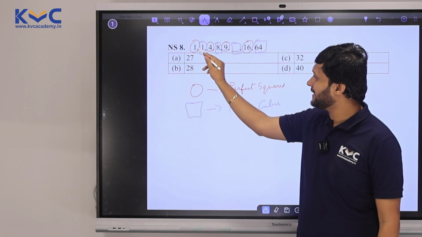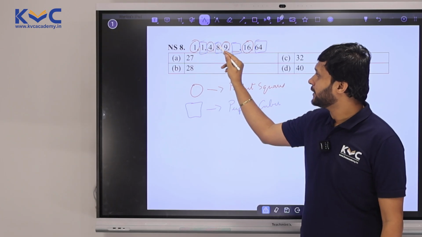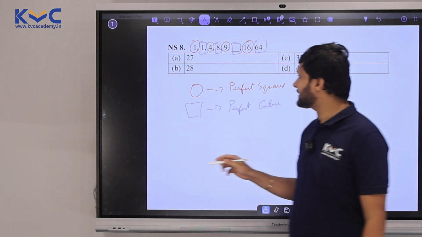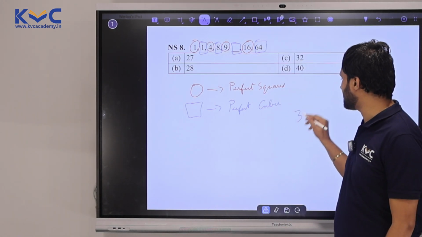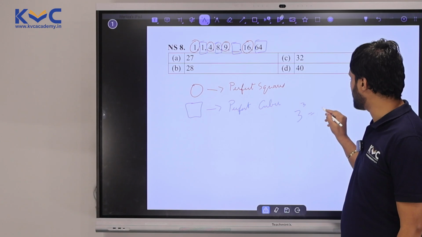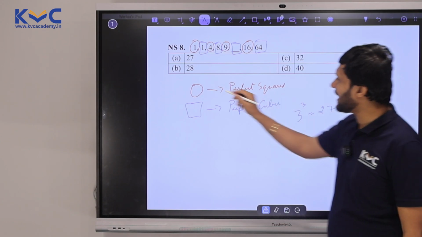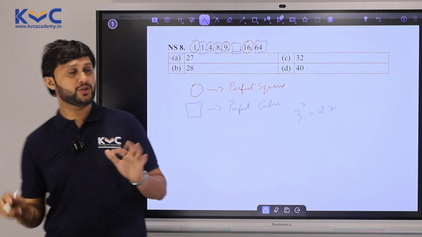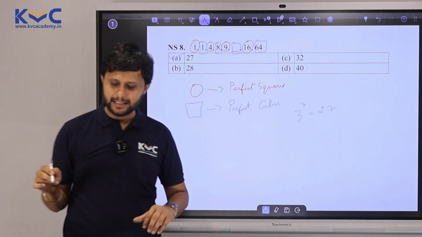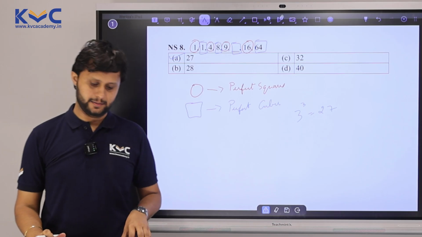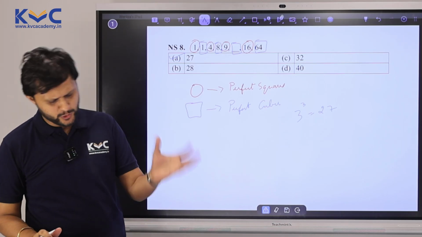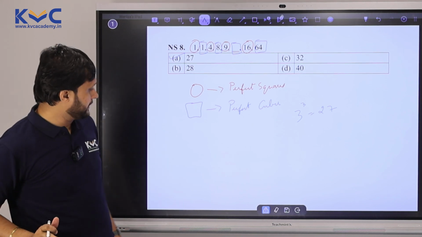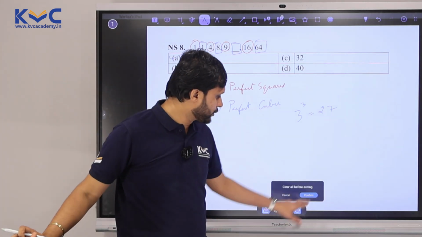So we have 1 square, 1 cube, 2 square, 2 cube, 3 square, 3 cube. What is 3 cube equal to? So in that case, the missing one is 3 cube, which is equal to 27. Do we have 27? Yes, we do. 27 is there in option A. 27 is the right answer. That's question number 8. So it was a combination of perfect squares and perfect cubes of natural numbers. Perfect. We'll move on to the next question.